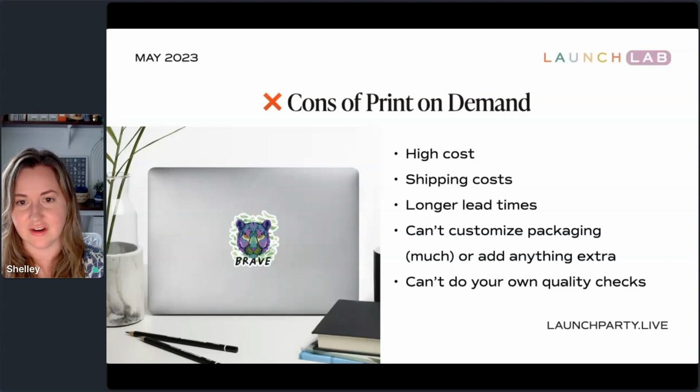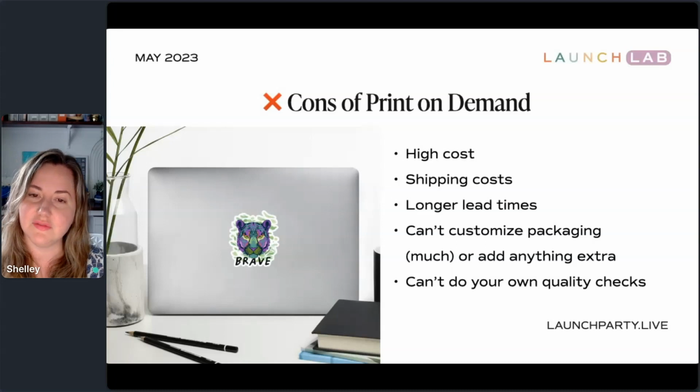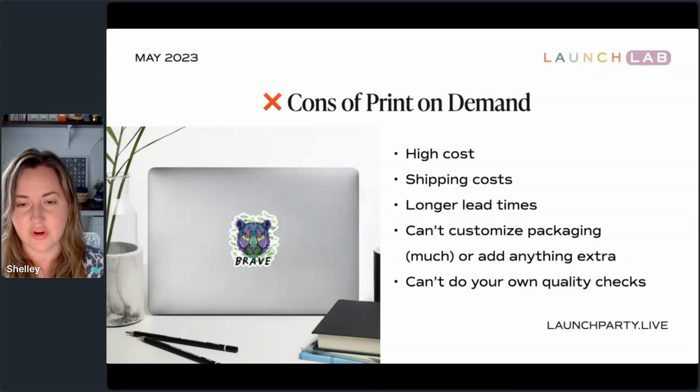That's all being taken care of by the platform provider, which also leads to the fact that you can't do your own quality checks. So that's why it's super important that you have ordered a sample of your product, but even still, you aren't able to see that product before it gets in your customer's hands when someone orders it, since they are doing all of that part for you. So you can't verify and make sure that this is exactly what you want it to look like before it gets to your customer, which is a negative.